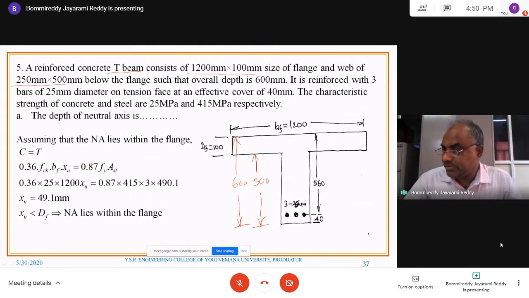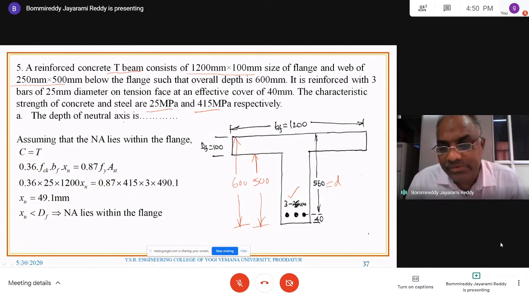It is reinforced with 3 bars of 25 mm dia on tension face. You can look at 3 bars of 25 mm dia on tension face at an effective cover of 40 mm. So this is called the effective depth. The characteristic strength of concrete and steel are 25 and 415 respectively. The question is, what is the depth of the neutral axis?